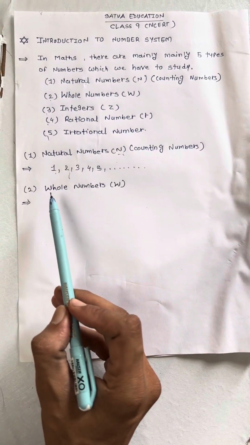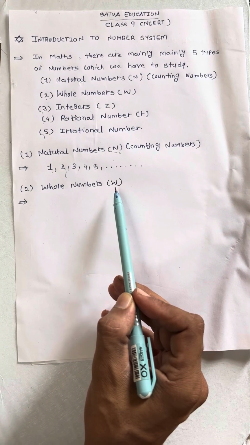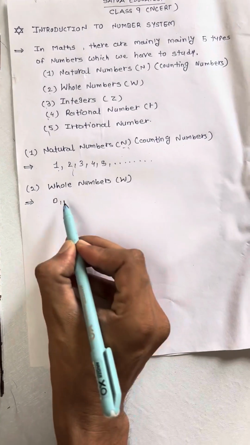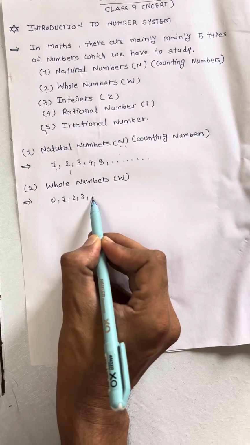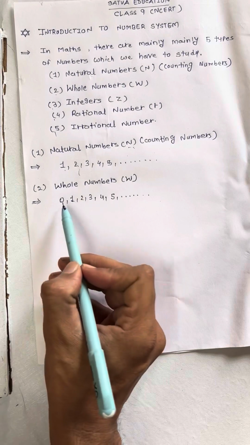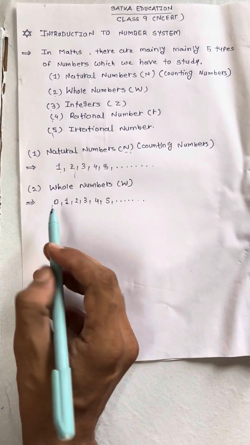The second set of numbers we have to study is whole numbers. We denote whole numbers by capital W. So a whole number is a number starting with 0 and containing all of the natural numbers like 1, 2, 3, 4, 5 up to infinity. So the set containing 0 and all natural numbers up to infinity is called the whole number set.